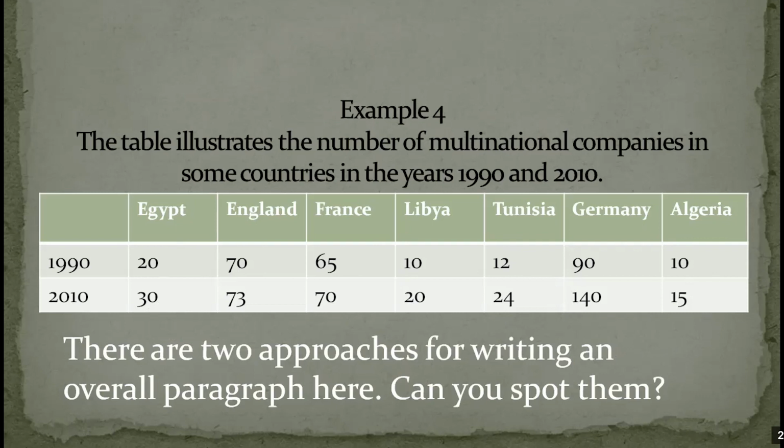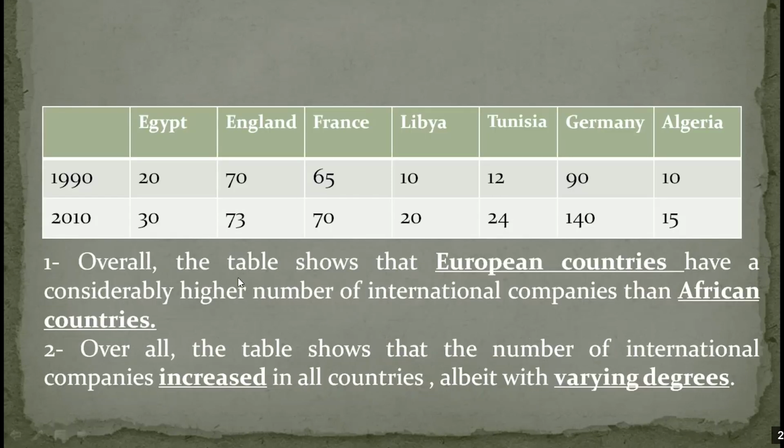You can see from this discussion that I had with you that there are many ways if you want to write an overall paragraph. It's usually not one fixed way. And here in this situation, you can divide the variables according to the total number of companies or according to the increase itself, whether it's a big increase or a small increase. So based on this discussion, if you want to write the overall paragraph, it might be like that.